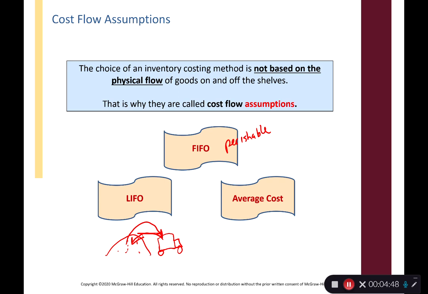And then average cost is just somewhere in the middle of LIFO and FIFO. It gives us an average. And we'll talk about how to calculate that. It's important to understand, though, that I can use LIFO for milk and FIFO for dirt if I want to.